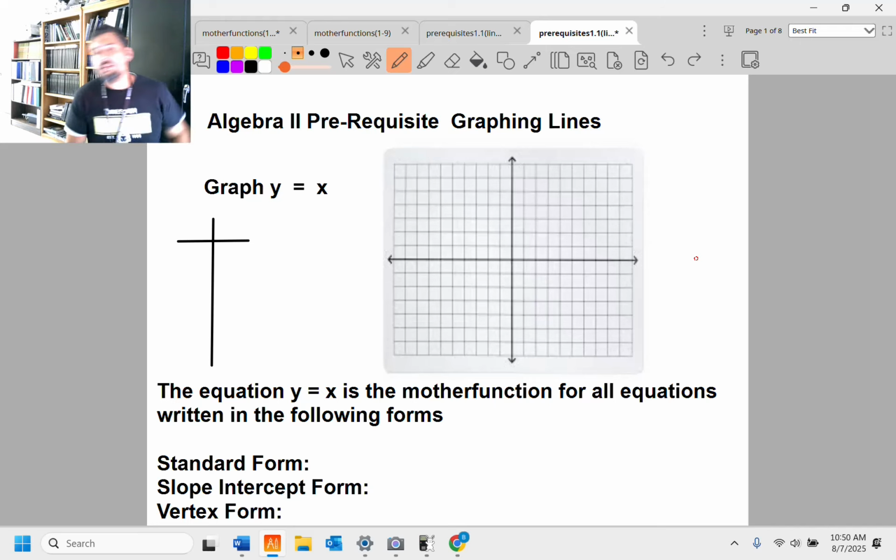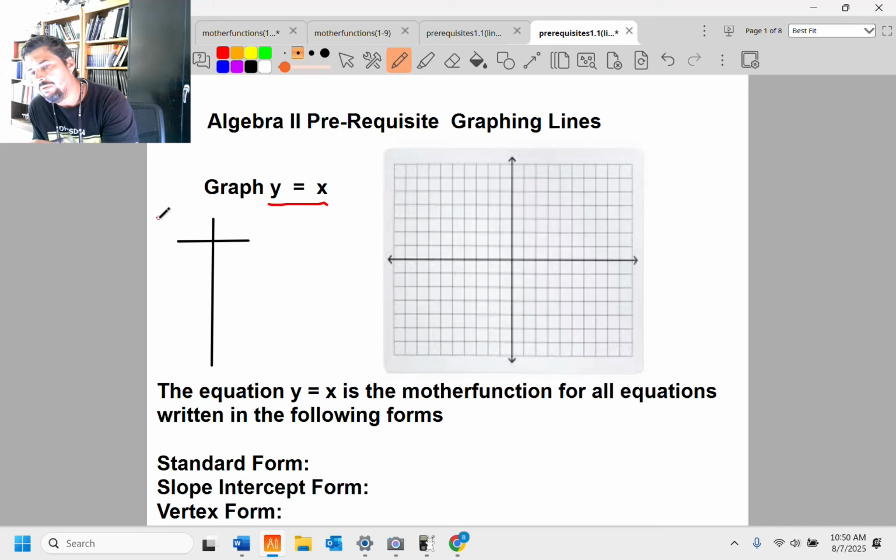And this is the mother function, graph y equals x. It literally says y is x. So no matter what I put here for x, and I like to use those points right there, that should be a positive one, y is going to be the same thing. So if x is -1, so is y. If x is 0, so is y. And if x is 1, so is y.